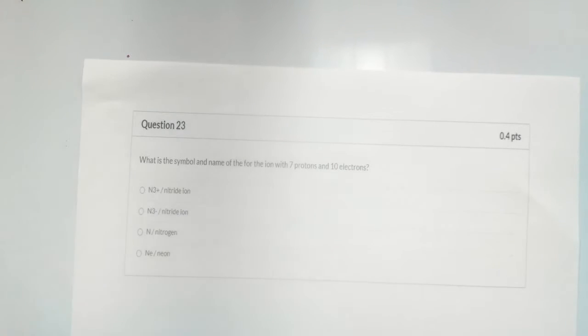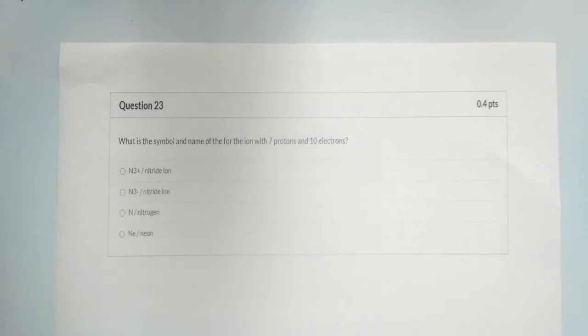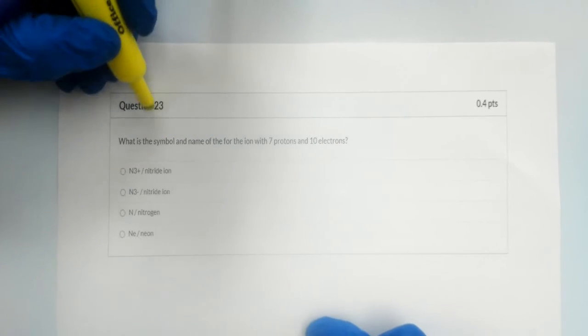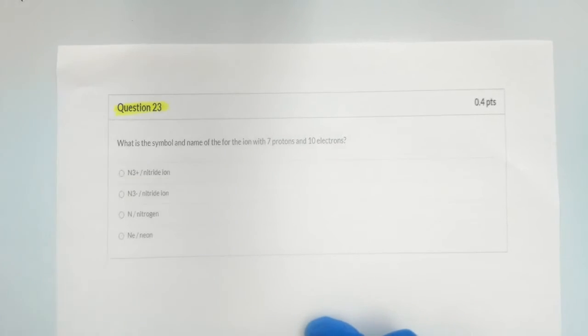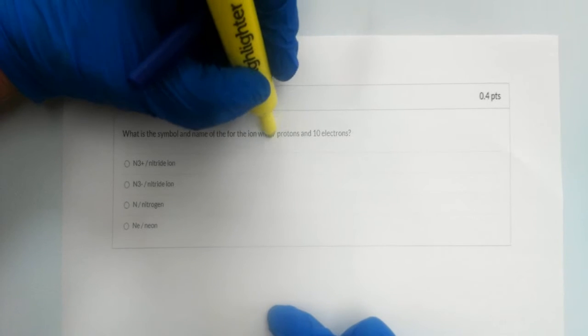Let's move on now to 23. 23 is kind of related to what we just spoke about in the previous problem, but it's a little different in that now we're going to have more electrons than we have protons. Okay? It says, what is the symbol and name for the ion with 7 protons and 10 electrons? So what's the first thing you're going to do? The first thing you're going to do, okay, is look at that.